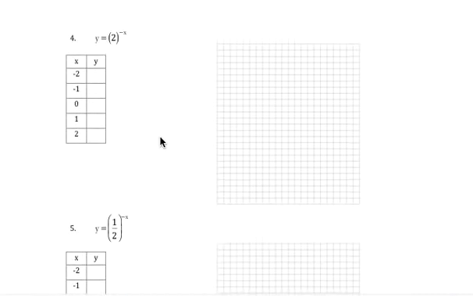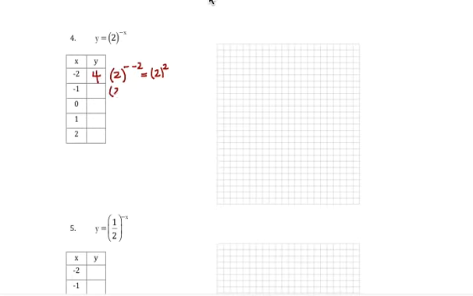Okay. All right, let's take a look at number 4. All right, so this function says y equals 2 to the negative x power. So we have 2 to the, okay, and when it says negative x, that means the opposite of x, right? Yeah. Okay, so we're going to put opposite of negative 2, because that's what we're plugging in, right, is a negative 2. Okay, so the opposite of negative 2 is really just 2 to the second power. It's just a positive 2. And 2 to the second power is 4.